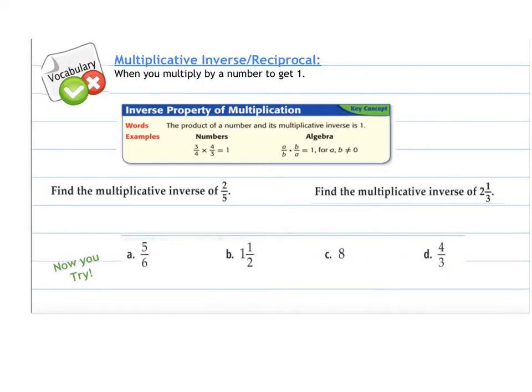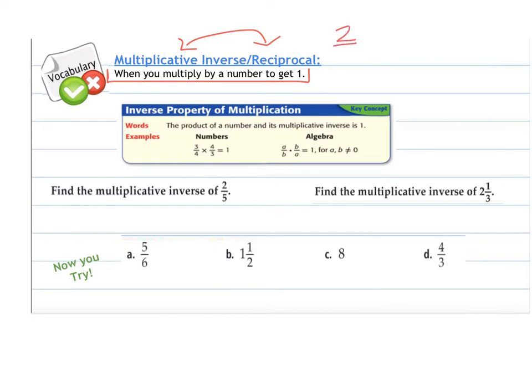So when we divide fractions, we're going to be working with the multiplicative inverse and the reciprocal, which these two words are interchangeable. They mean the same thing. So write these two words down in your notebook. And then this is when you multiply by a number to get 1. So include these examples of multiplicative inverse and reciprocal.